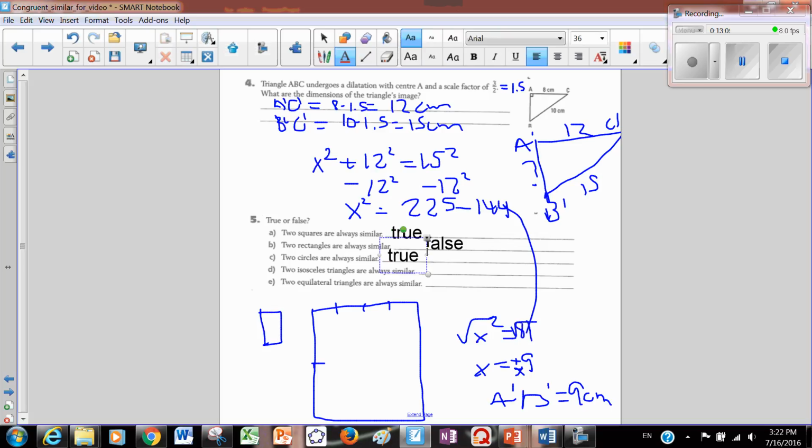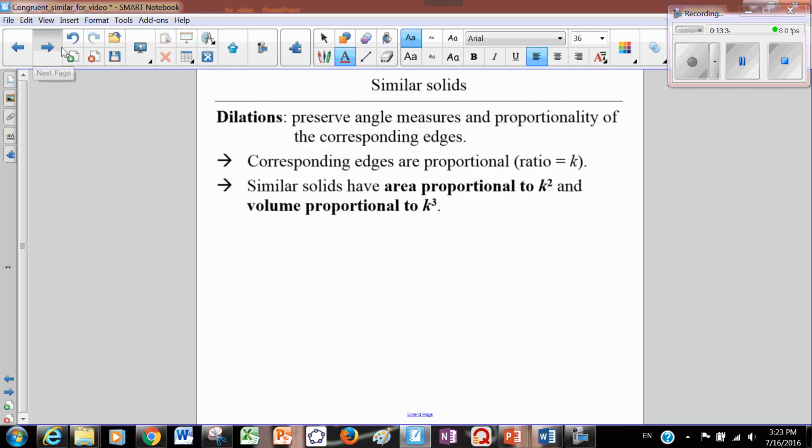Two circles are always similar. It would be true. Two isosceles triangles are always similar. Do they always have the same angles? Not necessarily, yeah. So this one would be false. And two equilateral triangles are always similar. Do they always have the same angles, the equilateral? They do. Okay, so this one is true.